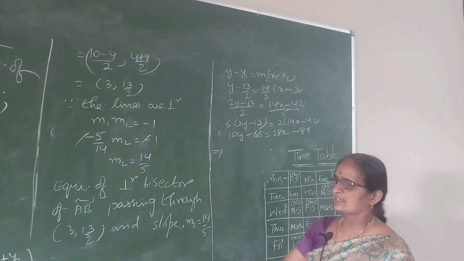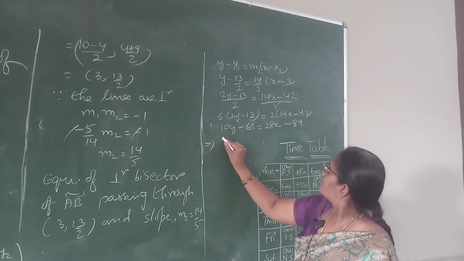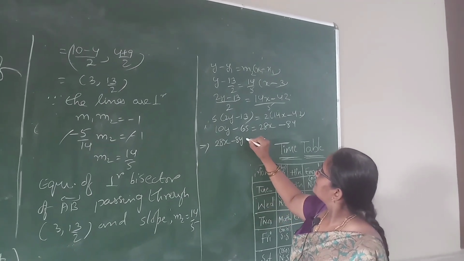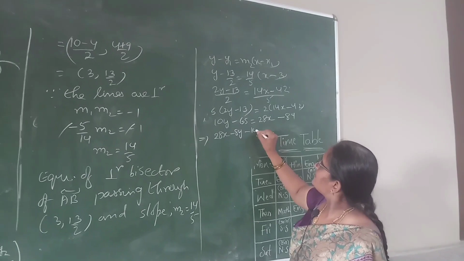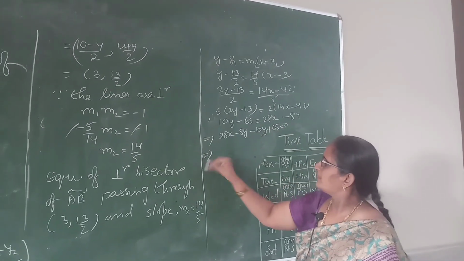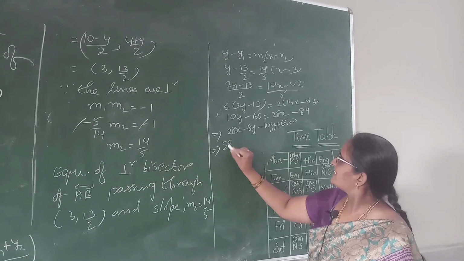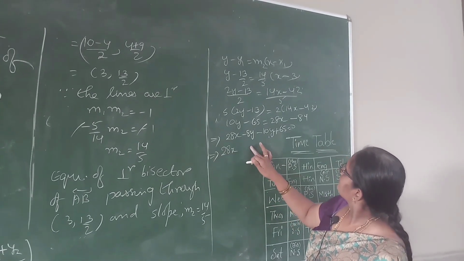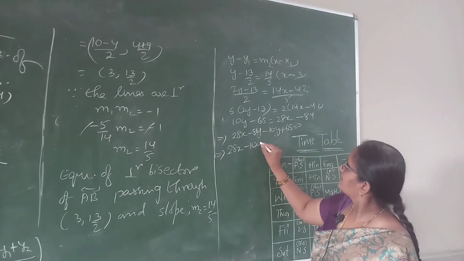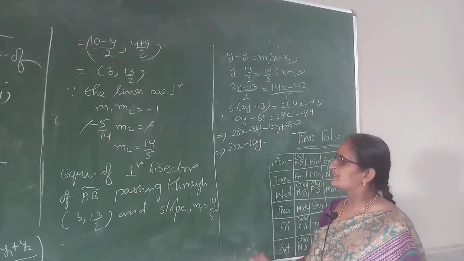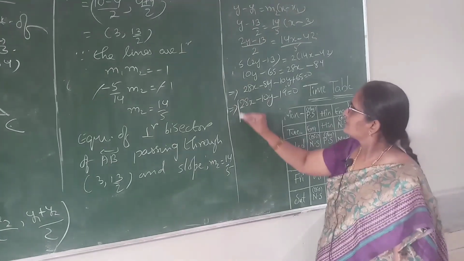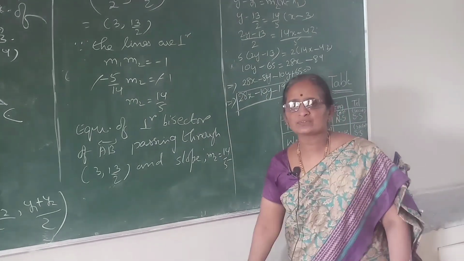Bring all this to this side. 28x minus 84 minus 10y plus 65 equal to 0, which implies 28x minus 10y minus 84 plus 65, that is minus 19, equal to 0. So this is the equation of the straight line.